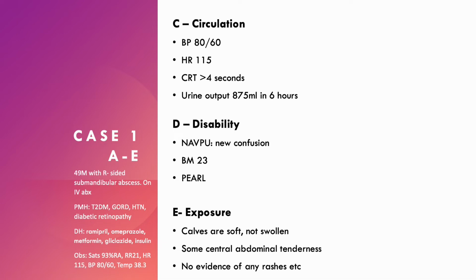Bloods wise, you're going to be sending off some bloods. You want to send off a full blood count, U&Es, CRP plus confusion screen bloods. So these are thyroid function tests to look at the thyroid, a bone profile, so that includes calcium, coagulation screen, B12 and folate as well.